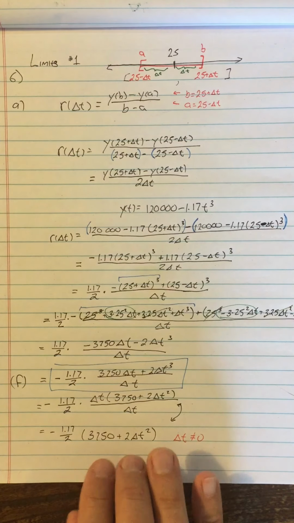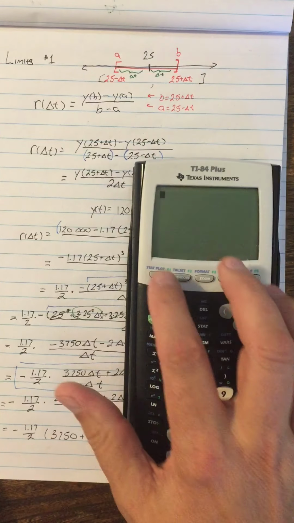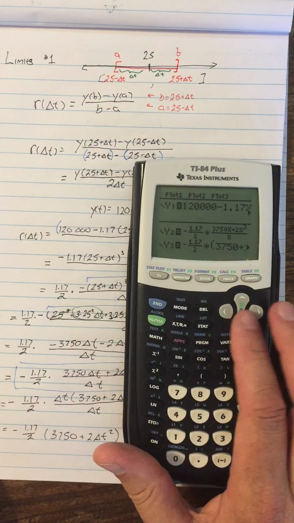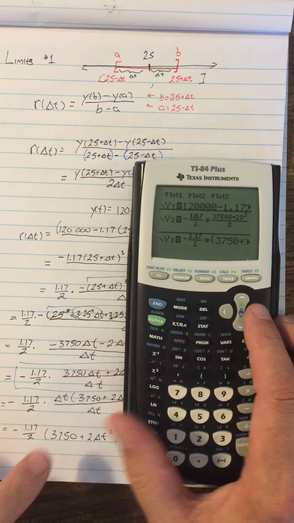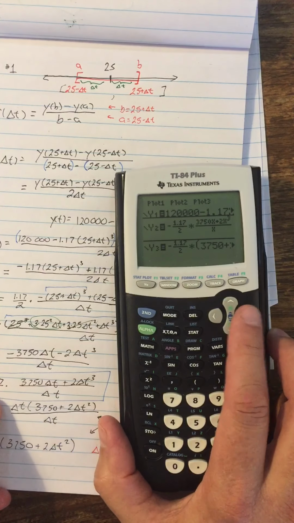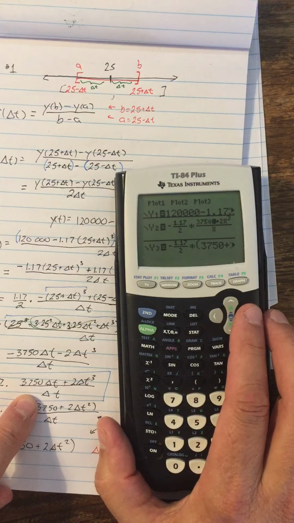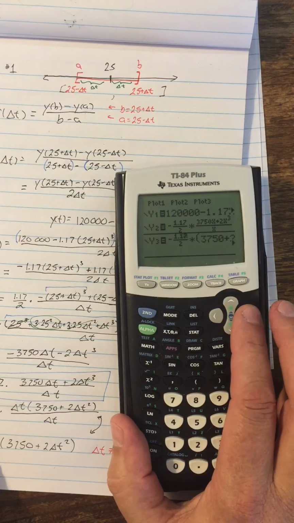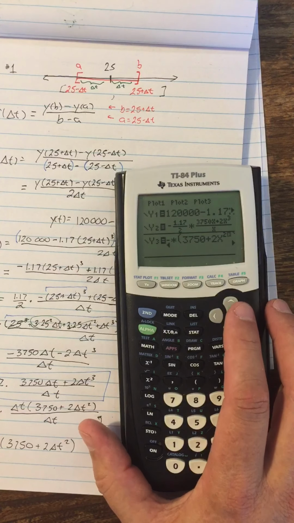So one thing to observe is the importance and power of this. What I've done is put these into my functions. Here's my y1, the original function of the problem. In y2 I have negative 1.17 over 2 times 3750, where x is playing the role of delta t, plus 2 delta t cubed, all over x. And down here on y3, I put the simplified one, negative 1.17 over 2 times 3750 plus 2 delta t squared. So what can I do with them?